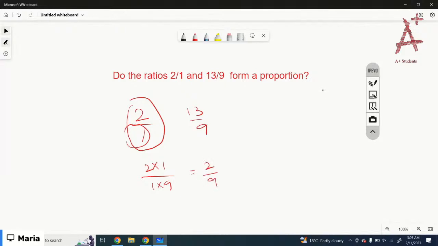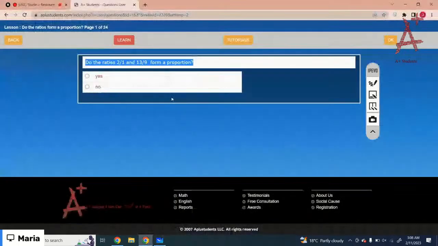Now when they have the common denominators, just look at their numerators. They have different numerators. Here you have 13 and here you have 18. That means these fractions do not form a proportion. The answer is no. Because they have the same denominators, but their numerators are still different, so they don't form any proportion. So the answer is no.